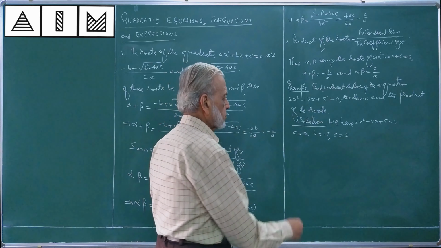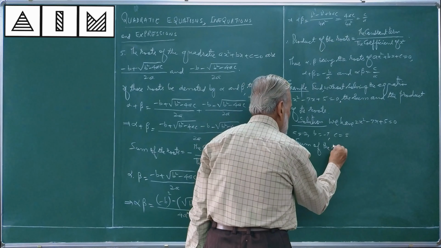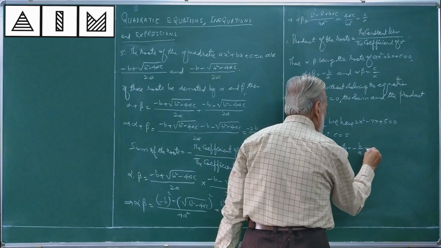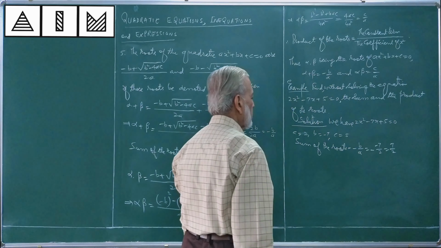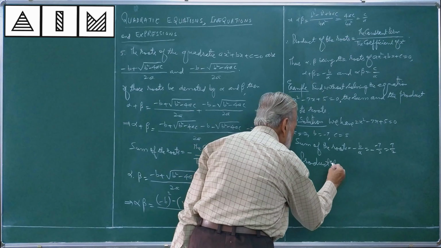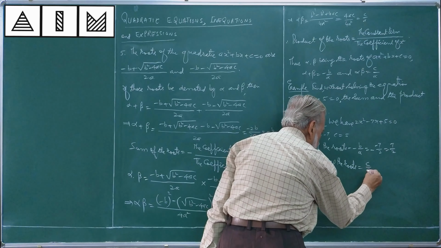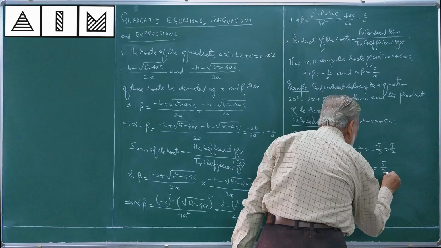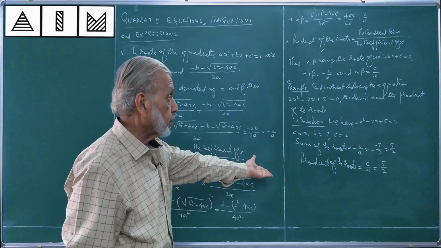So sum of the roots, minus b by a. Product of the roots, c by a. C is 5, a is 2. 5 by 2. Similar things we are going to do a number of times in future in the further questions.